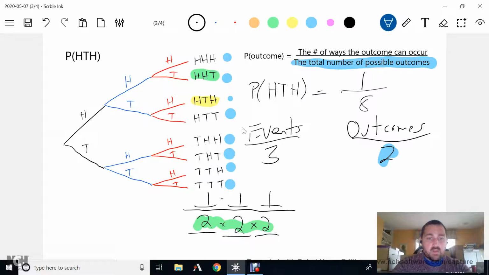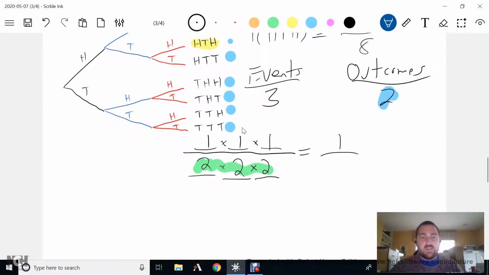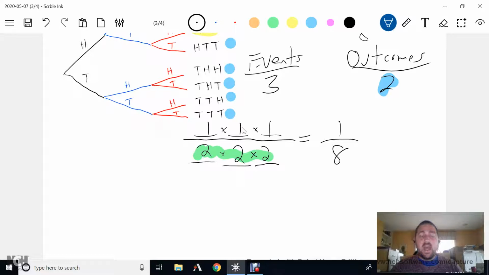And we also multiply those. And 1 times 1 times 1 equals 1, and 2 times 2 times 2 equals 8. And there's that same value of 1/8, but we didn't have to make a tree diagram and physically count the things. We can use the fundamental counting principle, right? So notice we use the fundamental counting principle in both the numerator and the denominator.